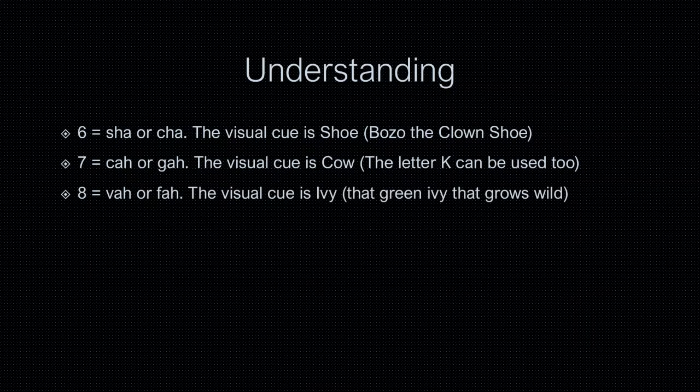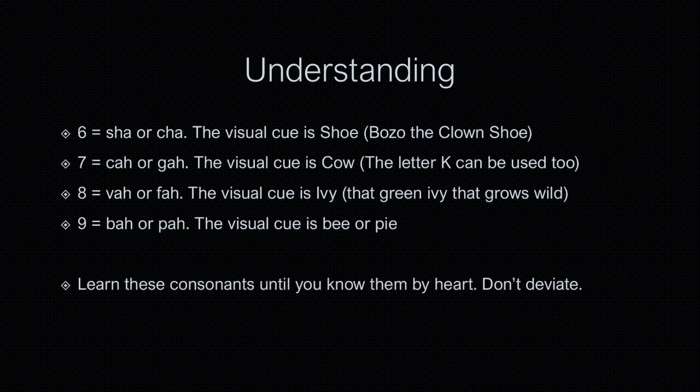8 is va or fa. The visual cue we use is ivy, that green ivy that grows wild all over the wall, all over the trees and stuff. 9 is ba or pa. The visual cue is bee, like a bumblebee, or pie. You can see that in your mind. If you learn these consonants until you know them by heart, you will never forget them. Don't deviate from 0 to 9.